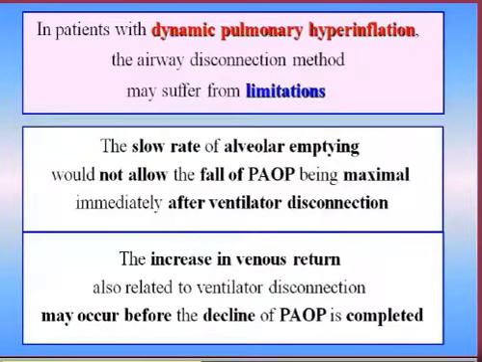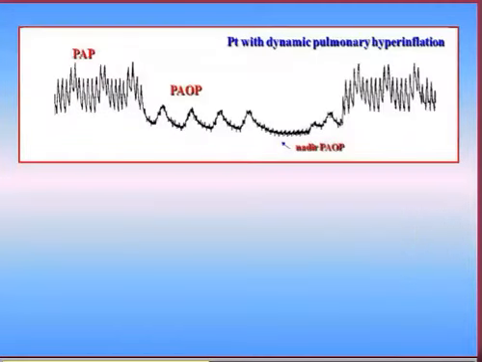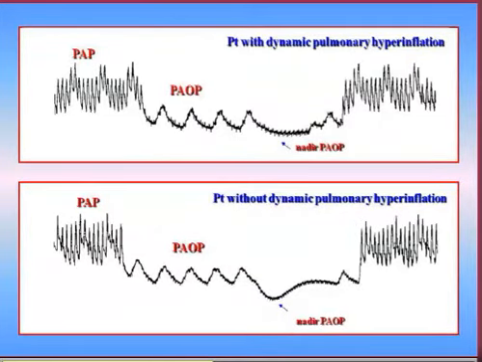But in fact, in patients with dynamic pulmonary hyperinflation, the airway disconnection method may suffer from limitations because of the slow rate of alveolar emptying, which will not allow the fall of PAOP to be maximal immediately after ventilator disconnection, and the increase in venous return also related to ventilator disconnection may occur before the decline of PAOP is completed. So this is an example in a patient with dynamic pulmonary hyperinflation with no clear nadir PAOP. By contrast, we have a very clear nadir PAOP in patients without dynamic pulmonary hyperinflation.